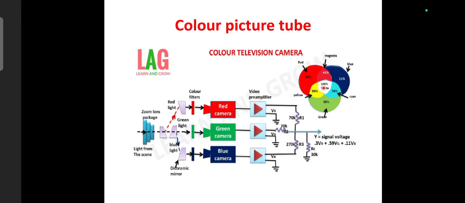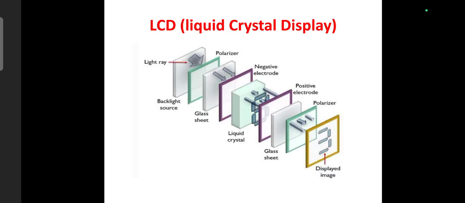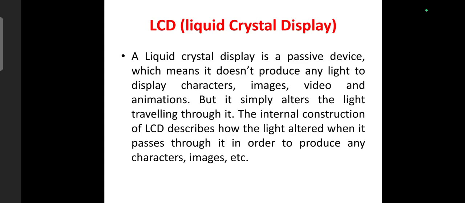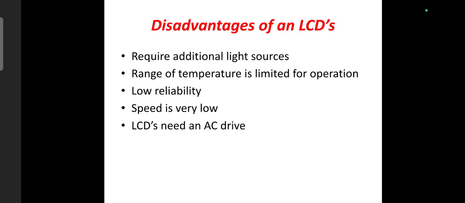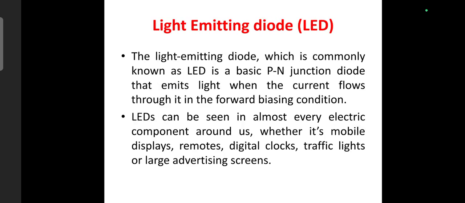The other one is LED display. This is LCD. The other one is LED. Many people think that LED television is completely different from an LCD television. In reality, an LED television is actually an LCD display that uses LEDs, light emitting diodes, instead of fluorescent lamps for backlighting.